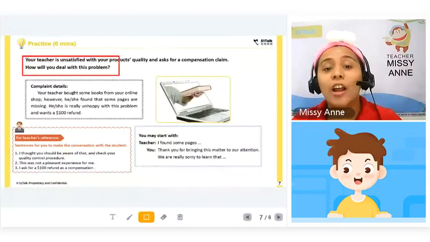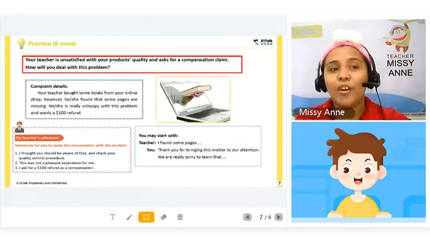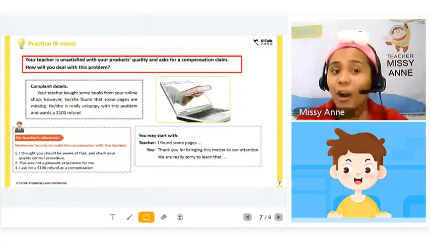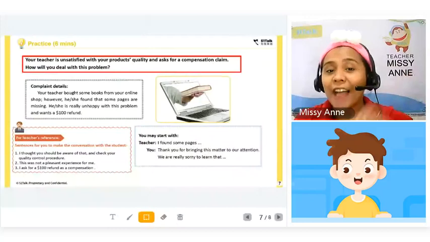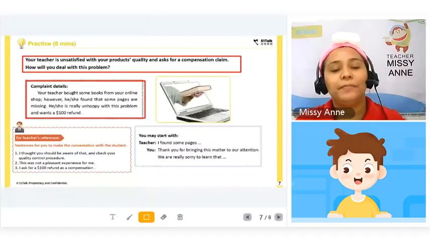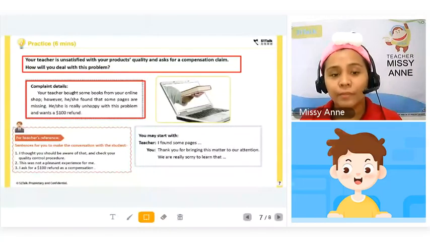Your teacher, let's just set a scenario. Let's say I am unsatisfied with your product's quality and I ask for a compensation claim. How will you deal with this problem, Fiona? These are the details of the complaint. Complaint details: your teacher bought some books from your online shop. However, she found that the pages are missing. She's really unhappy with this problem. How will you deal with that?